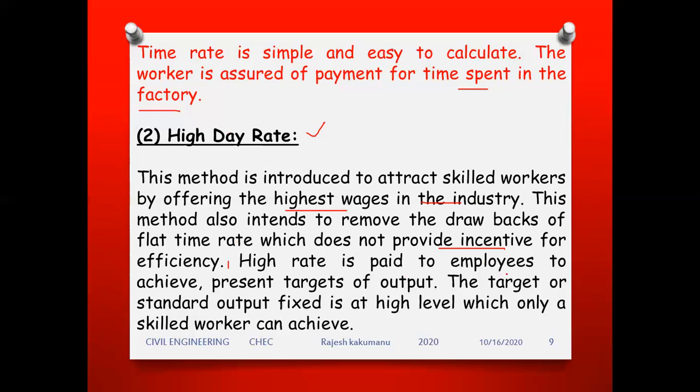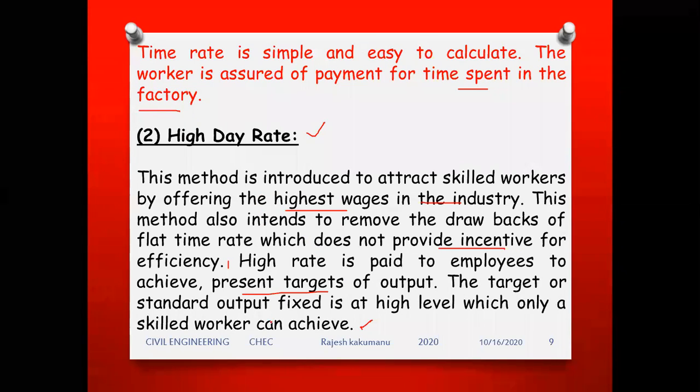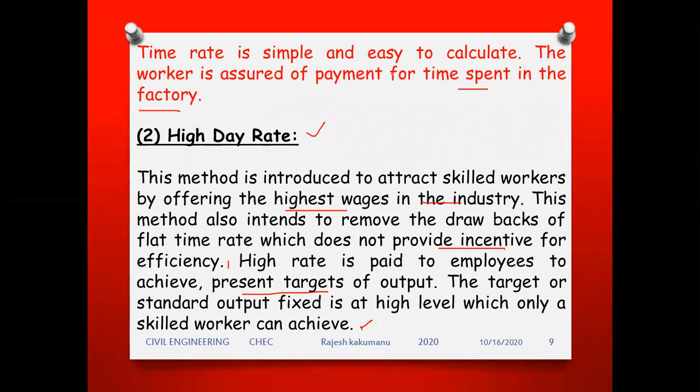The high rate is paid to the employees who achieve preset targets, and the target or the standard output is fixed at the high level which only a skilled worker can achieve. So what is the concept? If they took the workers and they will say, give some target. So today or by tomorrow, if you sell so and so goods, apart from the 200 rupees, I will give extra 150 rupees. So that is an incentive they are giving. Automatically what happens, the skilled workers will come front. So who will come front?